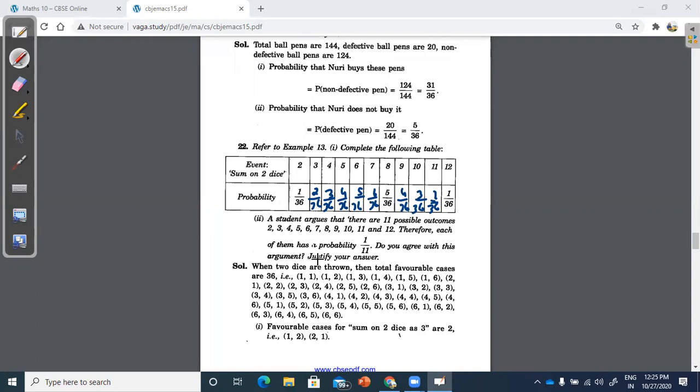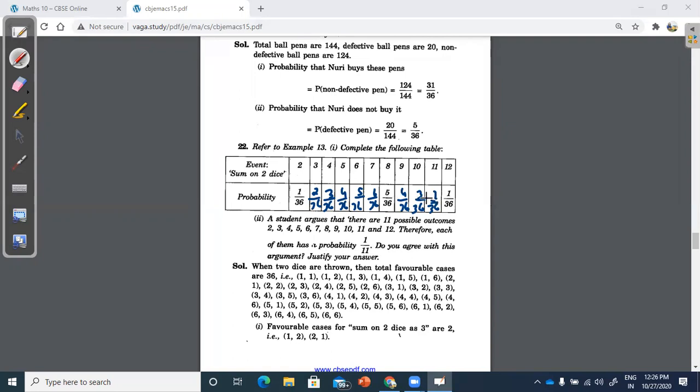And now this student is saying that there are how many outcomes? There are 11 outcomes: 1, 2, 3, 4, 5, 6, 7, 8, 9, 10, and 11. There are 11 outcomes when we throw 2 dice. So do you agree that the probability of each is 1 by 11? Answer is false, because this is not an equally likely event.